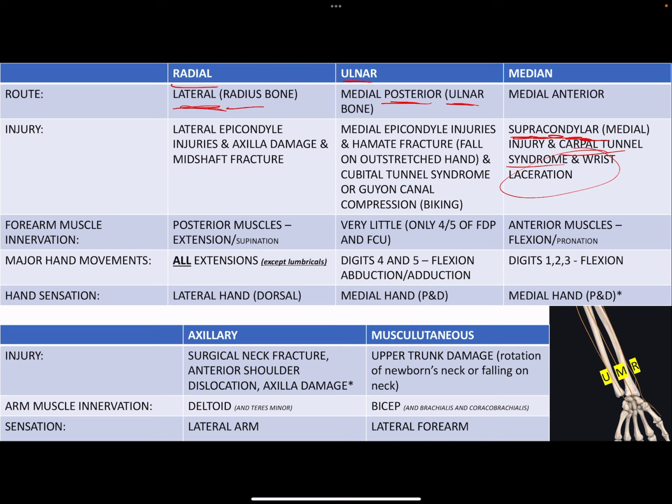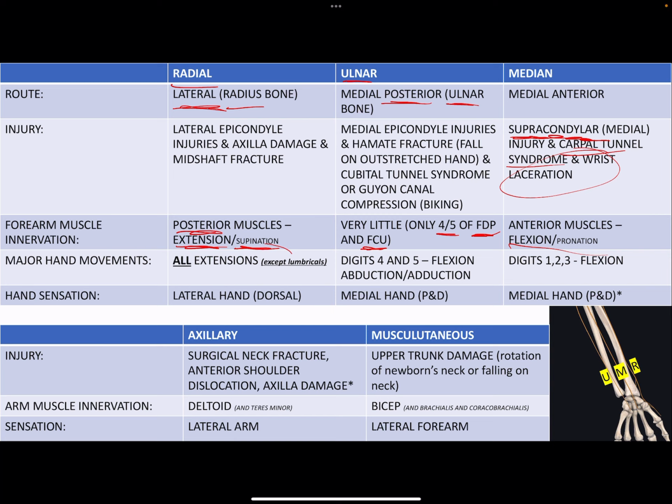Forearm muscle innervation. The radial nerve gets things in the posterior. These are typically extensors or supinators. The ulnar nerve really doesn't do much here. It gets a little bit of the flexor digitorum profundus, only digits 4 and 5, and flexor carpi ulnaris. Remember that extensor carpi ulnaris is not associated with the ulnar nerve. It, like all other extensors, is the radial nerve. Median nerve, anterior compartment, this is flexion and pronation. Remember that for the deeper ones, we do have the anterior interosseous, which is different.